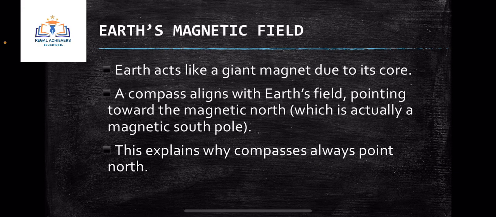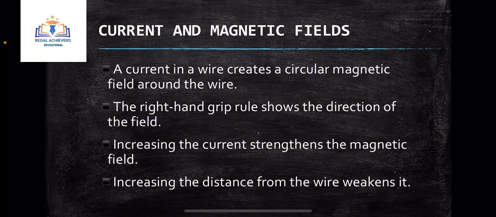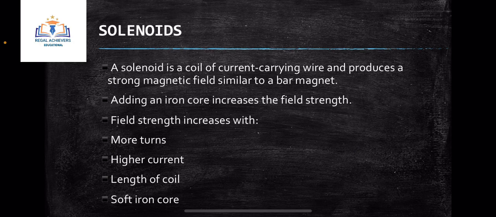Earth's magnetic field. Earth acts like a giant magnet due to its core. A compass aligns with Earth's field, pointing towards the magnetic north, which is actually a magnetic south pole. This explains why compasses always point north. Current and magnetic field. A current in a wire creates a circular magnetic field around the wire. So the right hand grip rule shows the direction of the field. Increasing the current will strengthen the magnetic field. Increasing the distance from the wire will weaken the magnetic field.